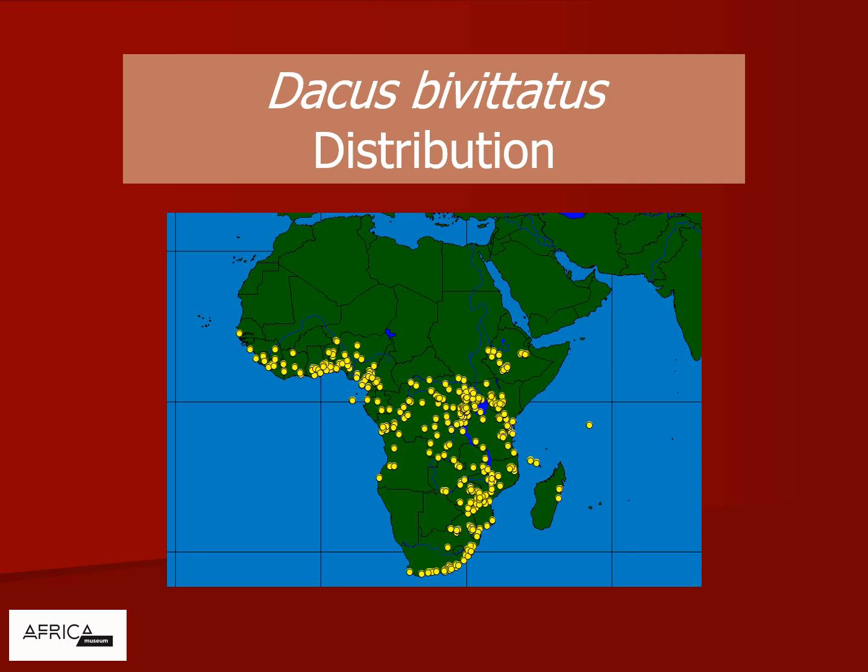As with the previous species, Dacus bivittatus is widespread throughout the African continent, but in contrast with Dacus ciliatus, it is largely absent in the drier parts such as the Namib Desert or the Sahelian region. It is restricted to sub-Saharan Africa, with occurrence on some islands in the western part of the Indian Ocean.